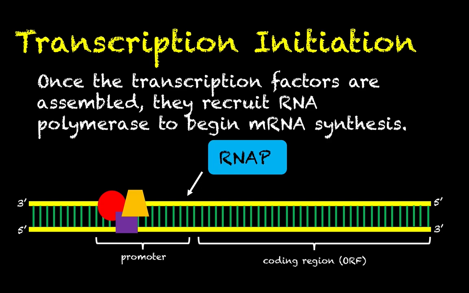So various transcription factors, which again are DNA binding proteins, once they are assembled at the promoter, they are able to recruit RNA polymerase to the promoter, and at that point, RNA polymerase can work to unwind the DNA and start synthesizing an mRNA transcript.